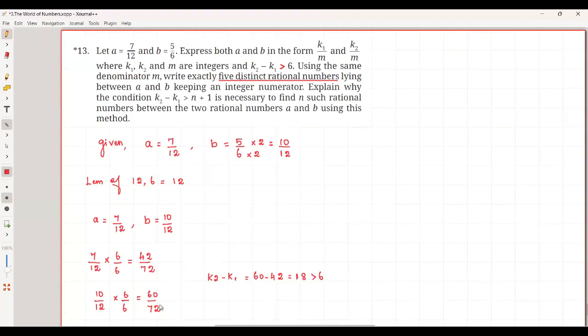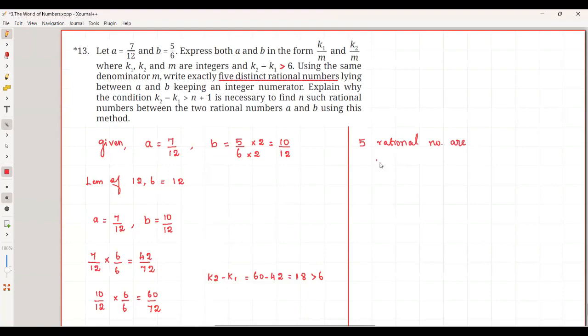Now I can find the rational numbers between them. They are asking for 5 rational numbers. I can easily find 5 rational numbers in between these two numbers. So I'm just writing the 5 rational numbers, except these two, we have to write.